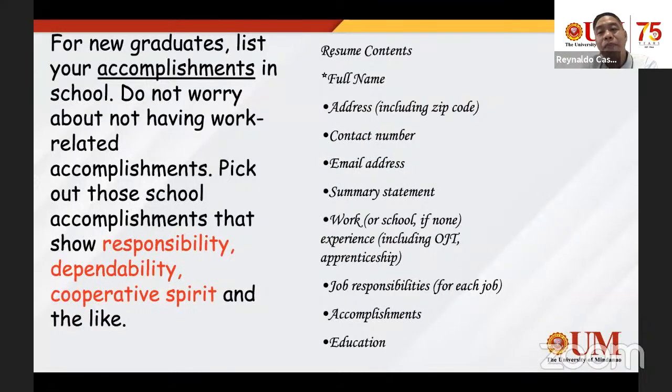So, suggested format is this, no? You write your name, of course, your address, including your zip code, your contact number, and your email address, your summary statement, okay? It's a gist about your competence, your capability, your ability, and the skills, no? Kasi importante yan eh, no? Kung ako ang HR, hanap talaga ako ng aplikante na alam kung ano yung dapat gawin, no? Marunong siya mag-perform, okay? All right.